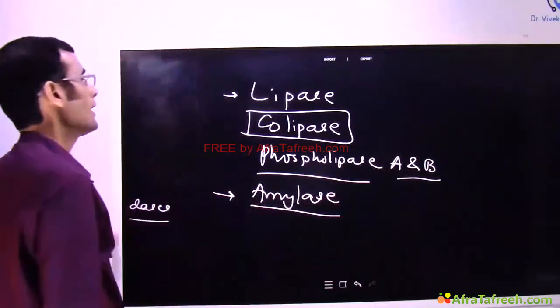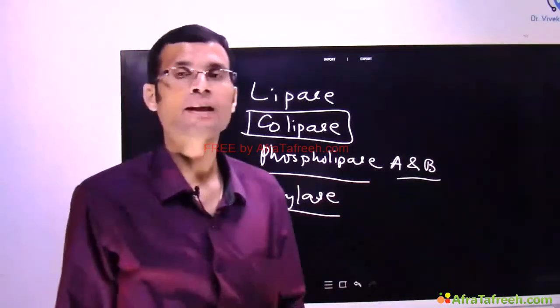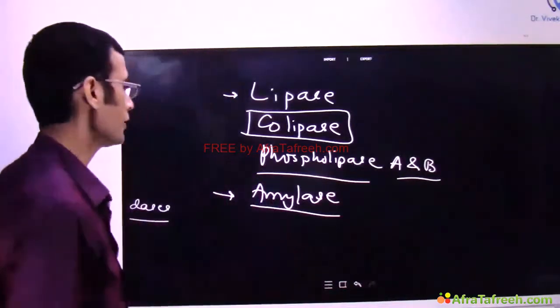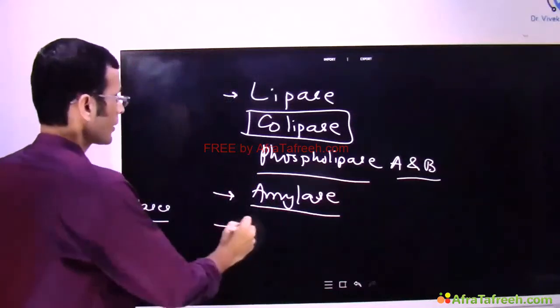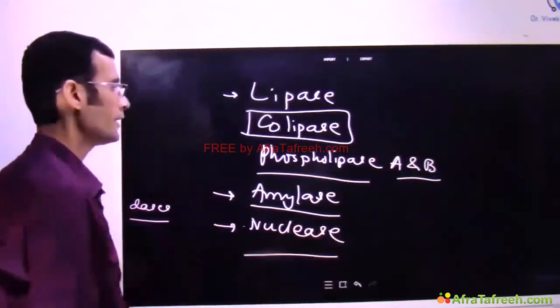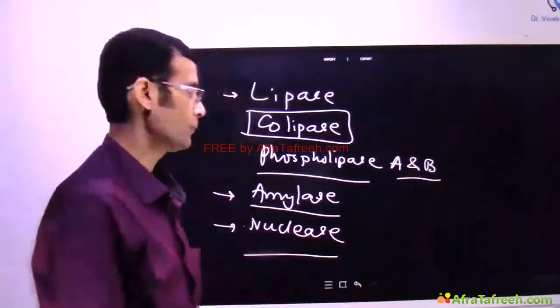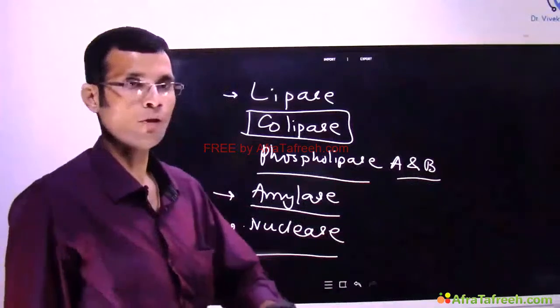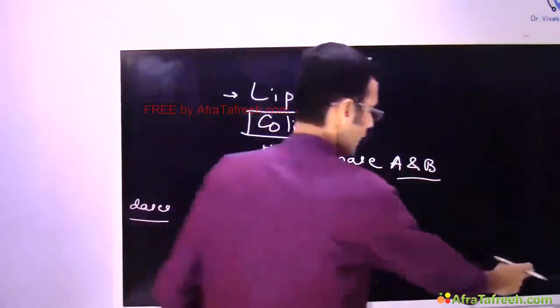Of course, this amylase is similar to the salivary amylase, but 40 times more potent as compared to the salivary amylase. In the other enzymes, nuclease and ribonuclease and such enzymes. So practically digestion of all the nutrients present in the pancreatic juice.